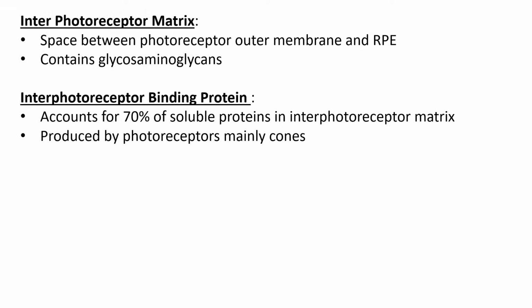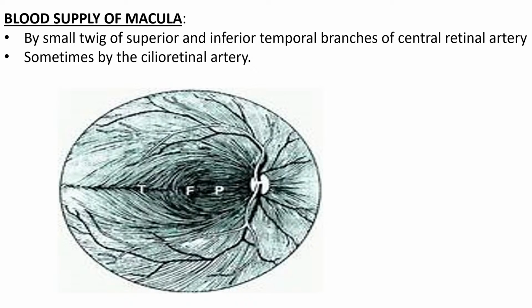Interphotoreceptor matrix: the space between the photoreceptor outer segments and retinal pigment epithelium. It contains glycosaminoglycans and interphotoreceptor binding protein. It accounts for 70% of soluble proteins in the interphotoreceptor matrix. It is produced by the photoreceptors, mainly cones.